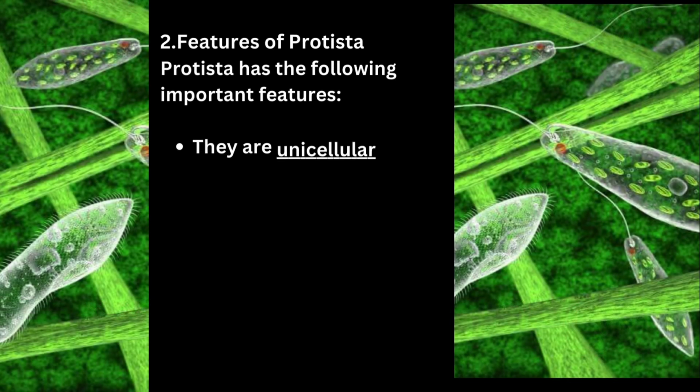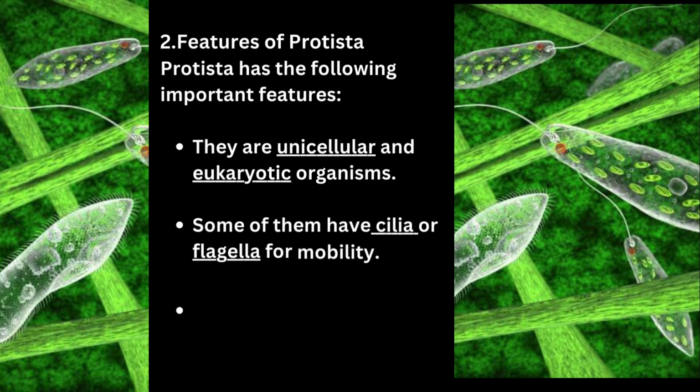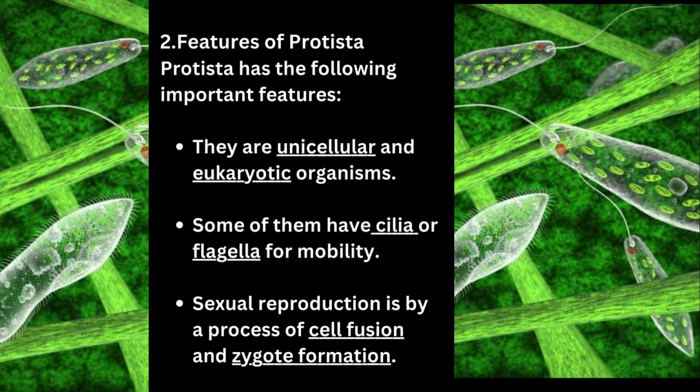2. Features of Protista. They have the following important features. They are unicellular and eukaryotic organisms. Some of them have cilia or flagella for mobility. Sexual reproduction is by a process of cell fusion and zygote formation.